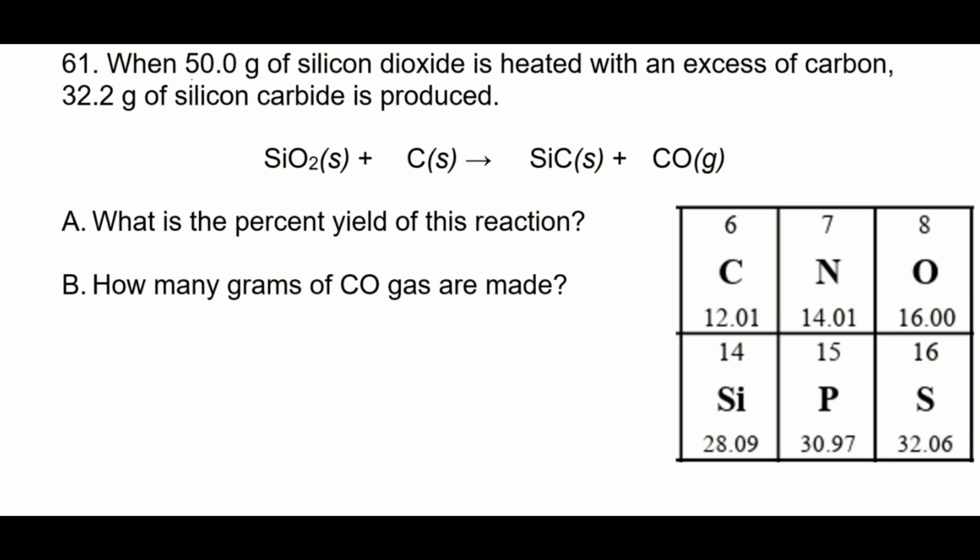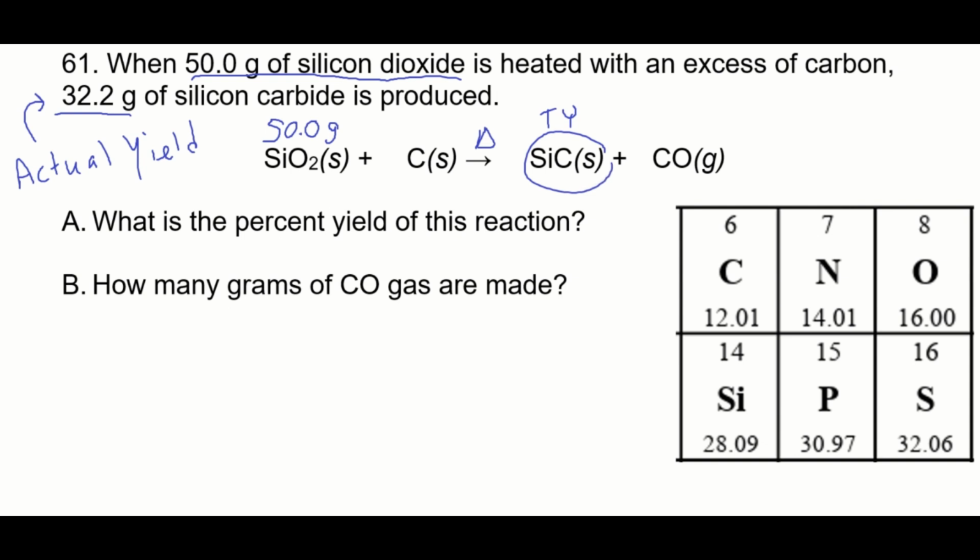When 50 grams of silicon dioxide, so we're told we have 50 grams of this stuff, is heated, so maybe we should put the delta over the arrow, with excess carbon, 32.2 grams of silicon carbide is produced. So this here is your actual yield. But we need to find the theoretical yield of silicon carbide. And we get that from the limiting reactant, because we're told that the carbon is in excess. So that's your excess reagent.